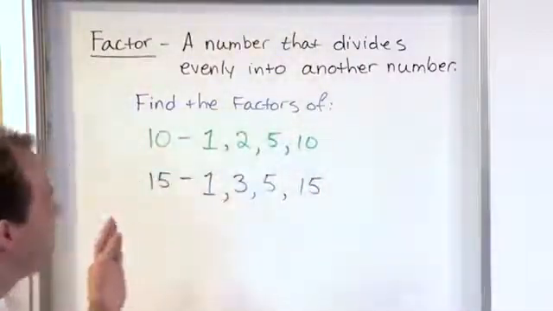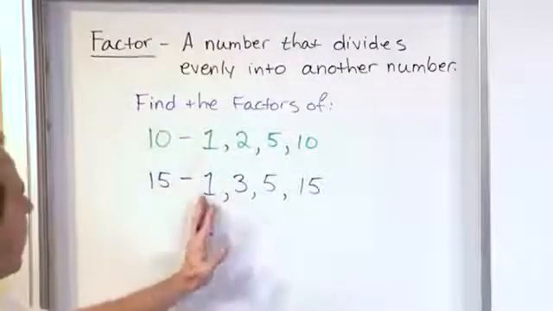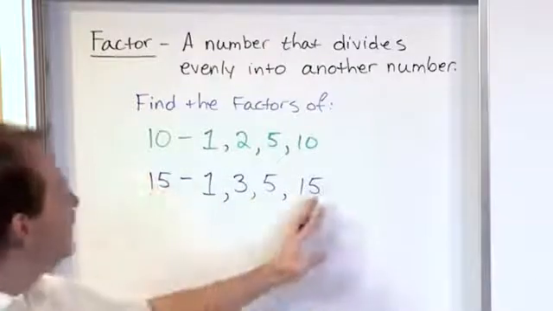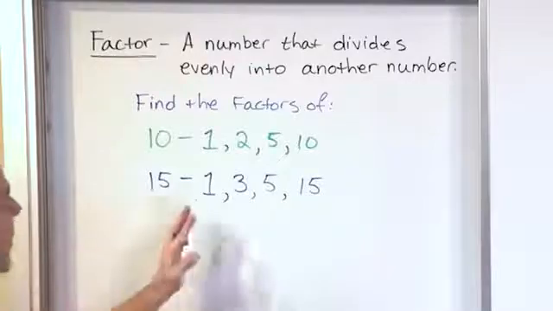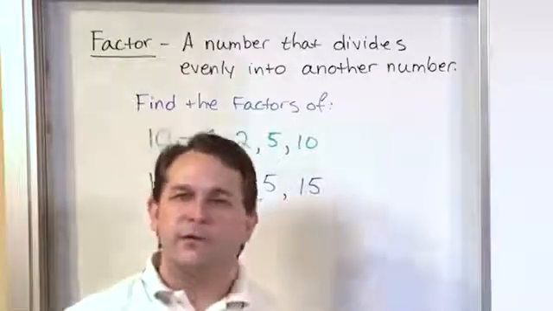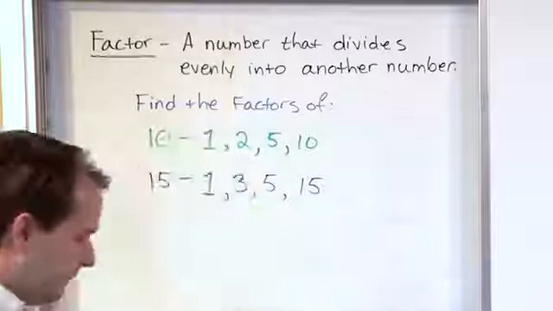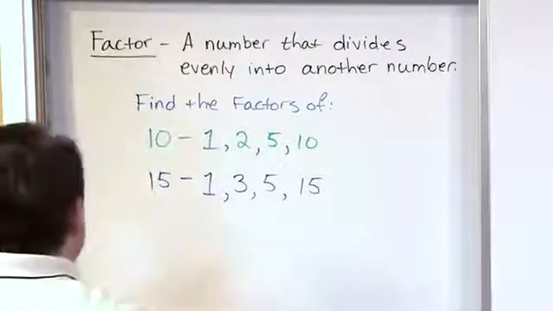So when you do these factors, what you're going to find is that the number 1 is always a factor, and the number itself is always a factor on the end, because 15 divided by 15 is 1. And then you'll have a few numbers in the middle, and what you're looking for are these numbers that divide evenly. So let's get a little more practice.